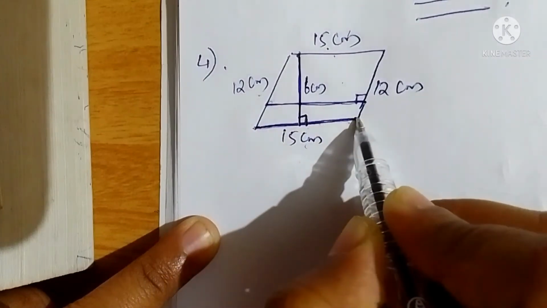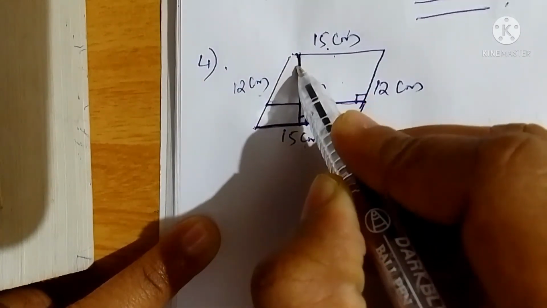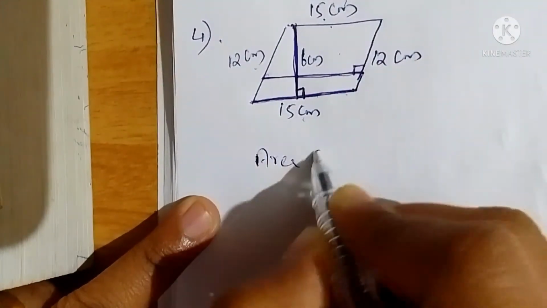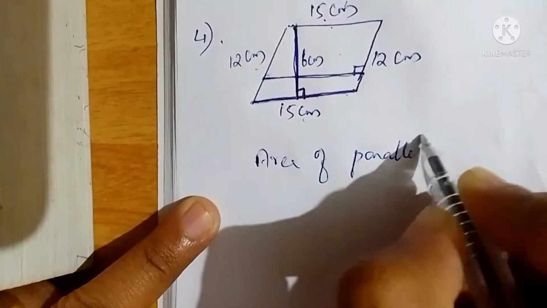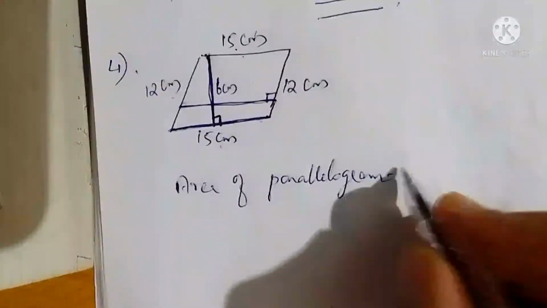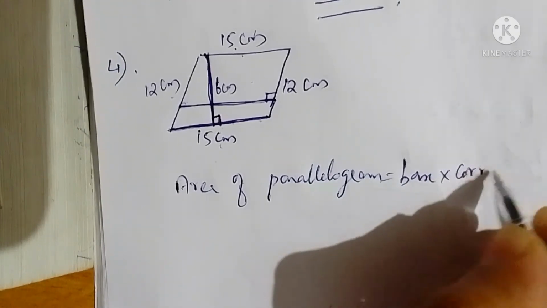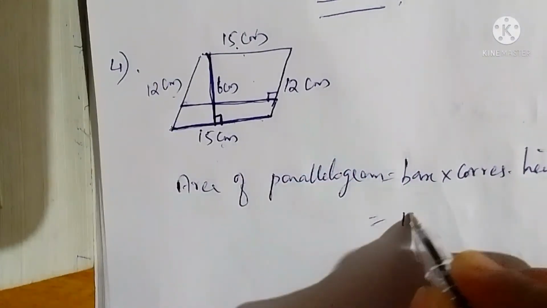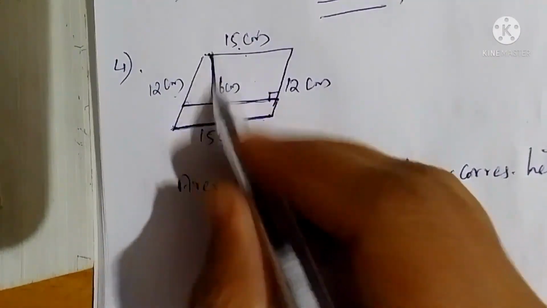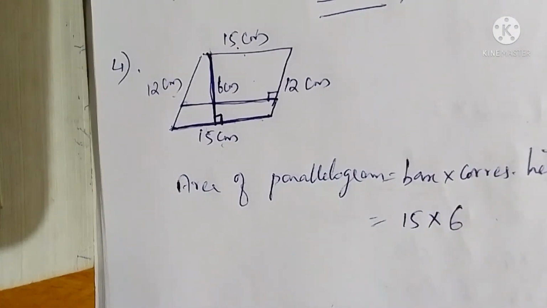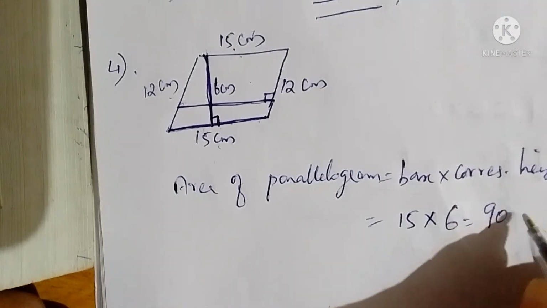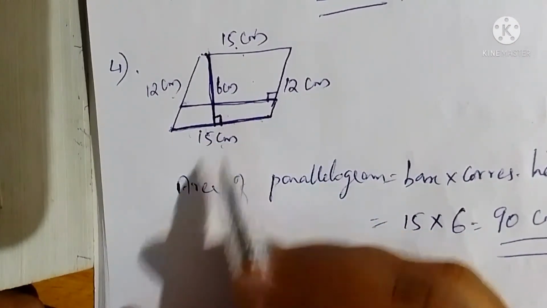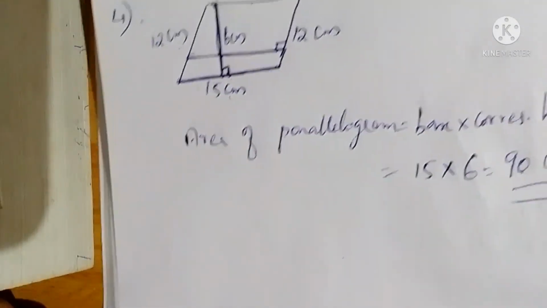If we take the 15 centimeter side as the base, then the corresponding height will be 6 centimeter. So the area of this parallelogram, we know the formula: base into corresponding height. If 15 centimeter is the base, then the corresponding height is 6 centimeter. 15 into 6, you will get 90 centimeter square. So this is the area of this parallelogram. Area of parallelogram is 90 centimeter square.